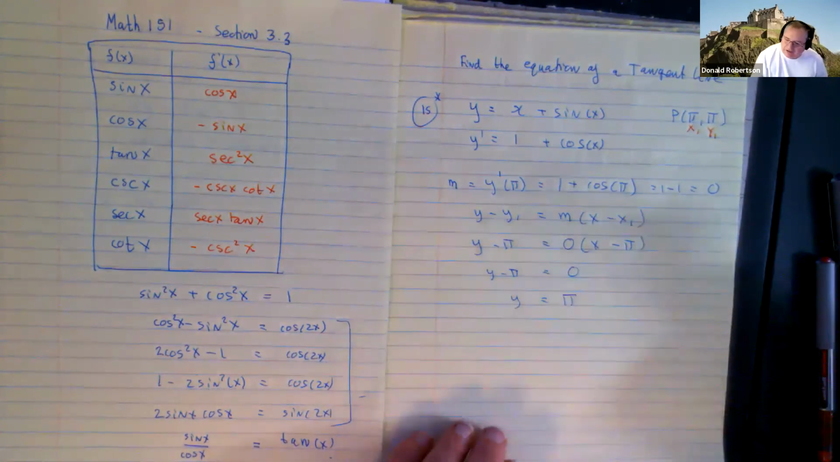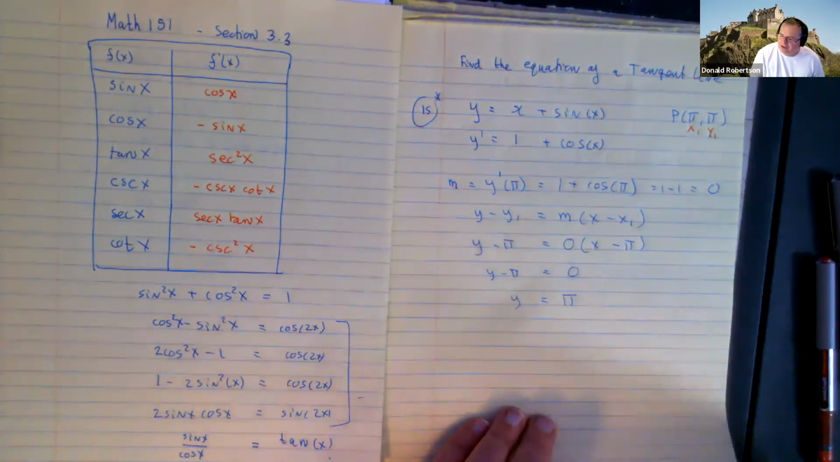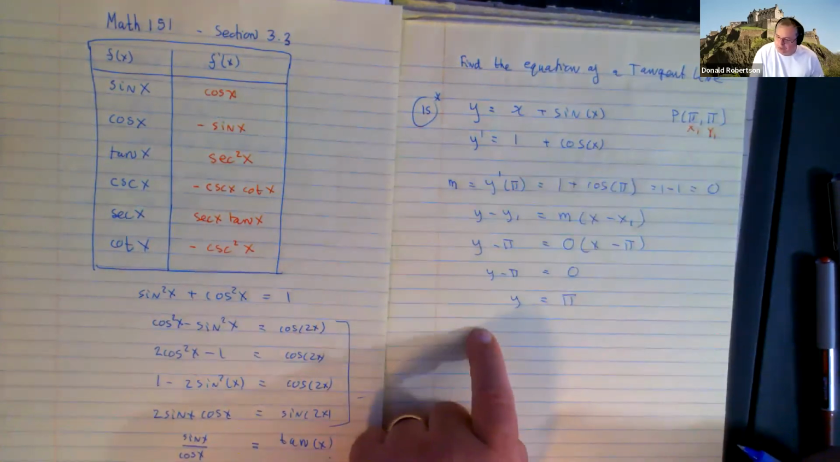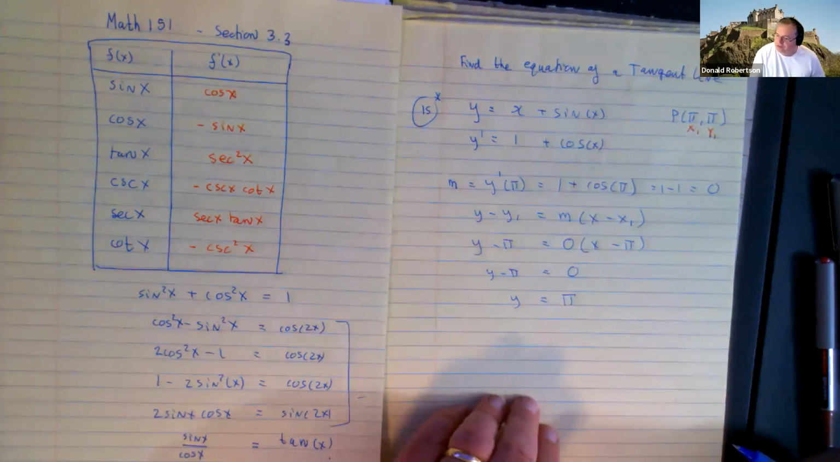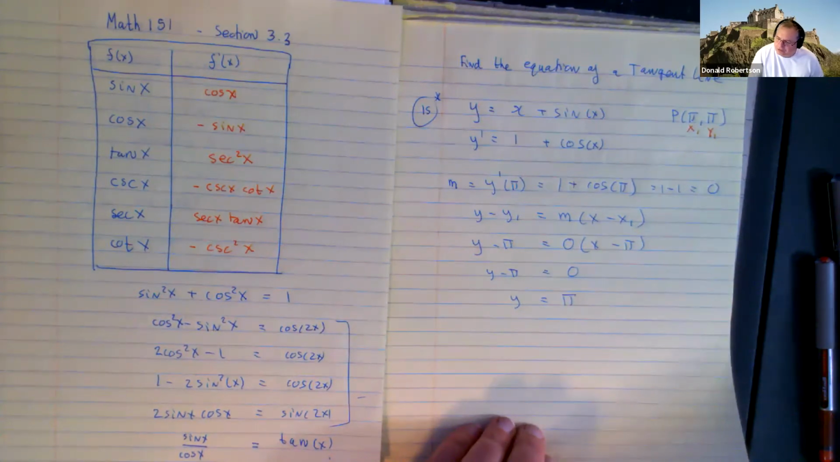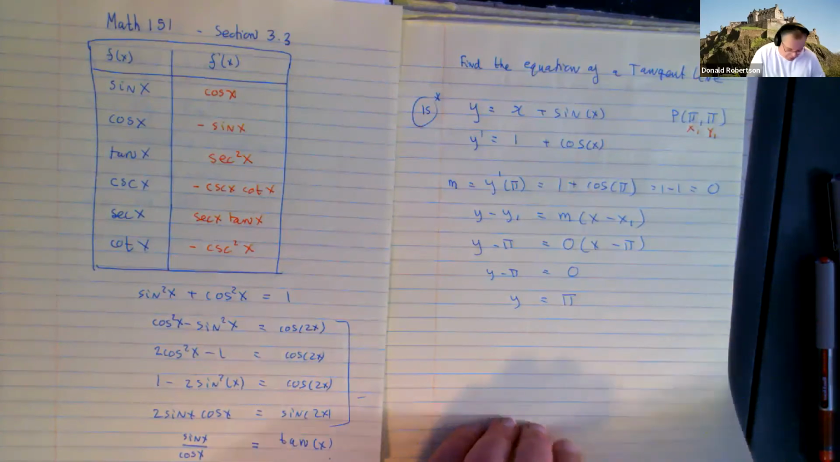Do I really need to do any more tangent lines? Do you know the process? Differentiate, put in the x coordinate of the point, and that tells you the slope, and then use the point slope equation to do the rest. I'm just wondering, do I need to do any more of them? Are you comfortable with the process? I can do one more if you want. Anybody, one way or the other? No great demand.